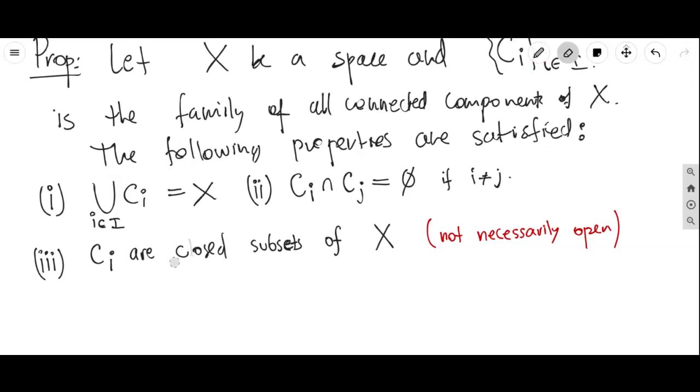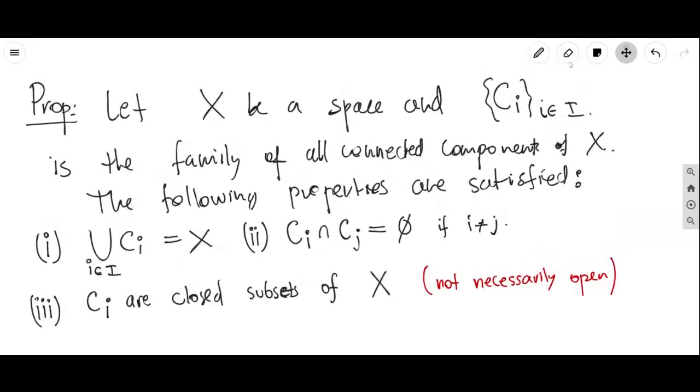You might find this confusing. I know what all of you are thinking. You're saying, but wait, X is disconnected, and if X is disconnected, it has a clopen set, right? That's what it means to be disconnected. Well, here's the confusion: we're not saying that these are the clopen sets. We're just saying those are the connected components.